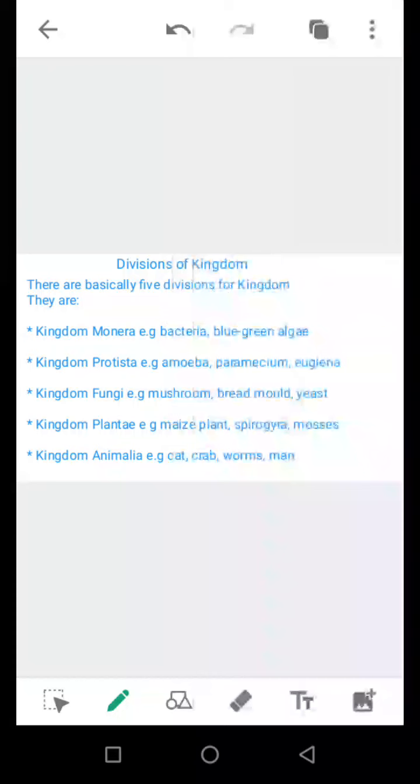We have the kingdom Fungi. The kingdom Fungi contains both unicellular and multicellular organisms. Unicellular like the yeast, multicellular organisms like the mushroom, and so on.